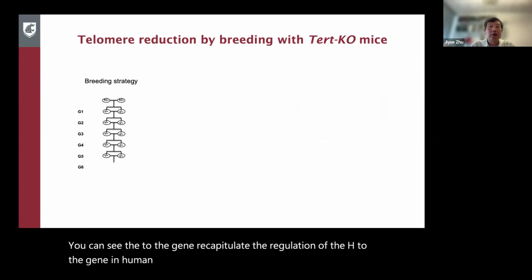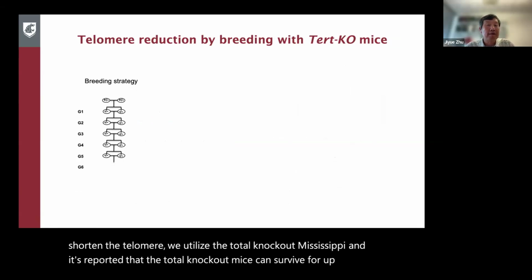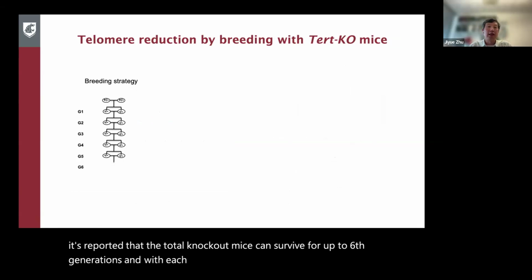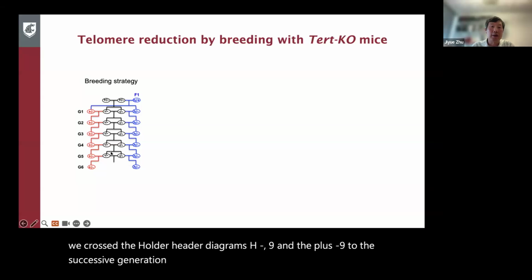So these mice still have very long telomere. In order to shorten the telomere, we utilize the Terc knockout mice. It's reported that the Terc knockout mice can survive for up to 6 generations, and with each generation, the telomere length shortens. So we cross the heterozygous H minus and the plus minus to the successive generation of Terc knockout mice.